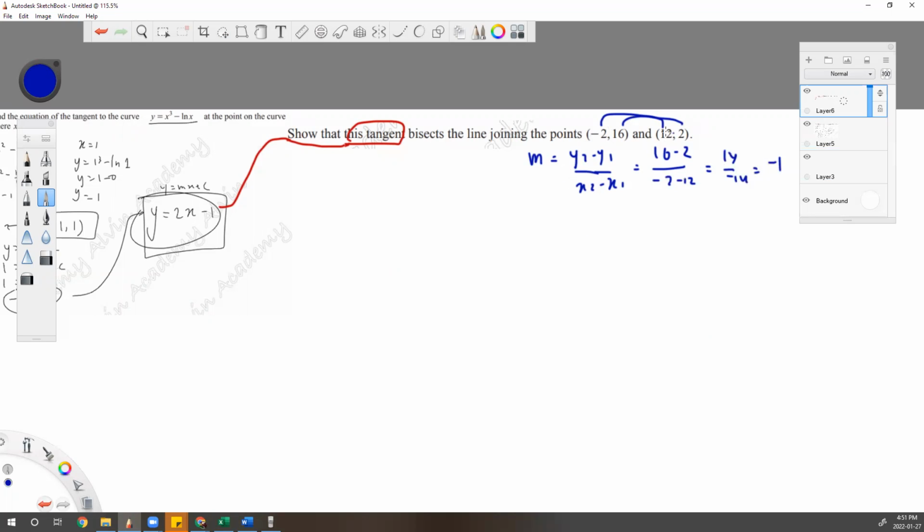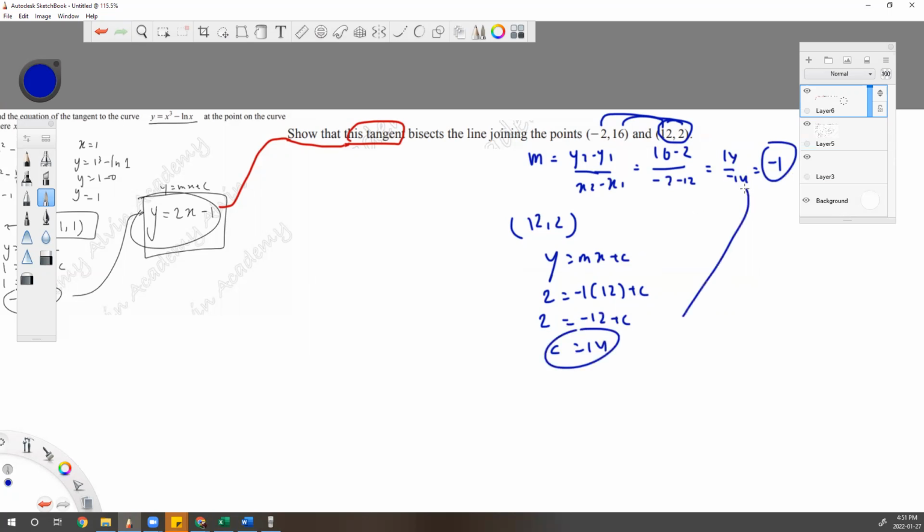And you can pick any points. I think I want to pick 12, 2. Why? Because no negative. Put y equals mx plus c. Then y equals 2, -1 times 12 plus c. So 2 equals -12 plus c. The c will be 14. The equation of this line will be y equals -1x plus 14.